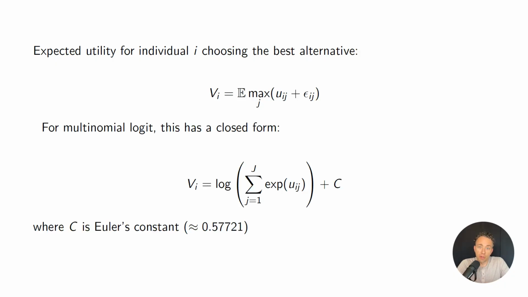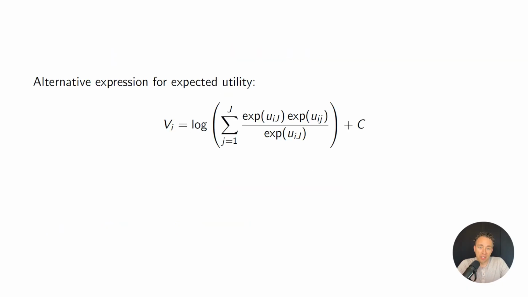But basically, for a multinomial logit, this has a closed form formula, which is the log of the sum of the exponentiated u's, summed across all of the J alternatives, plus a constant, which is called Euler's constant, which is approximately 0.577. Now, it can also be helpful to think about an alternative expression for expected utility.